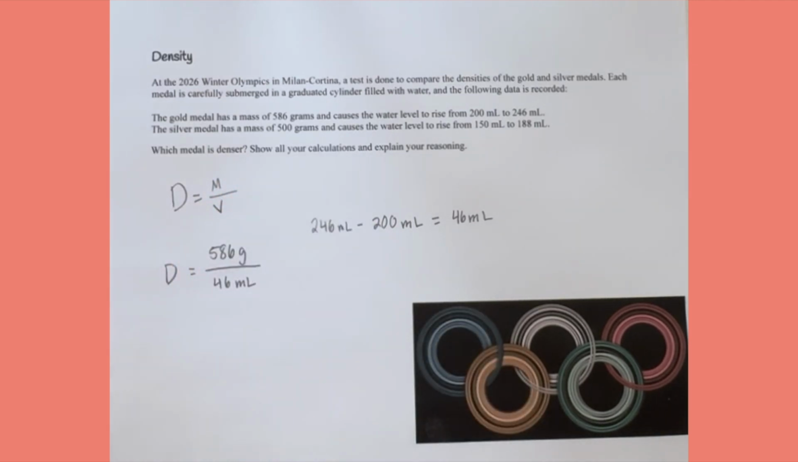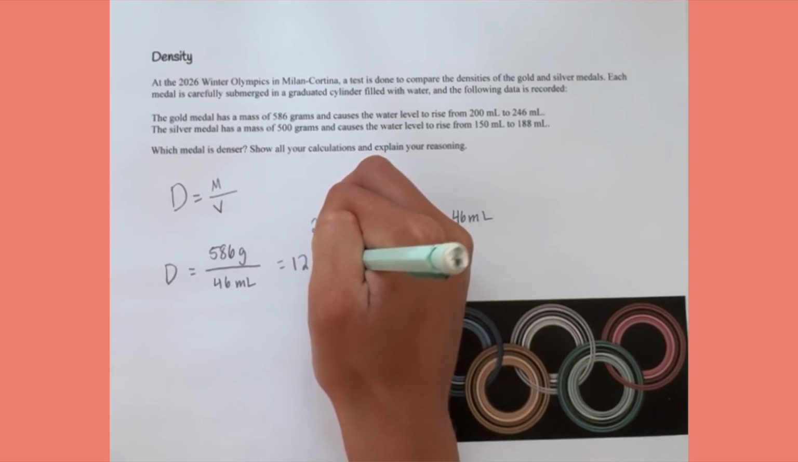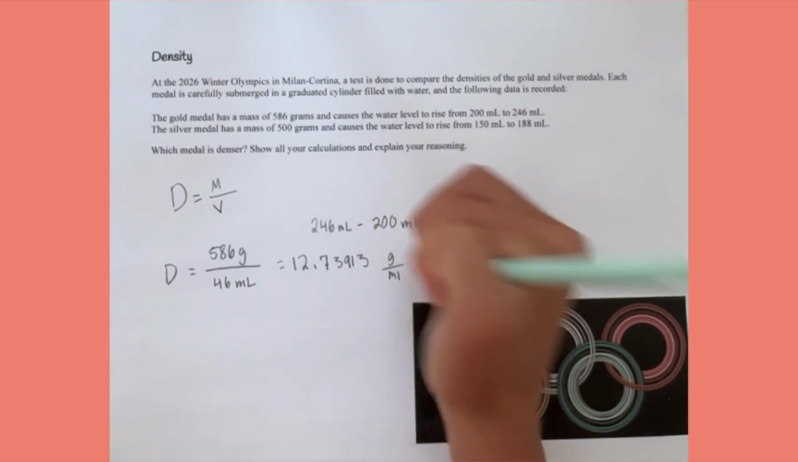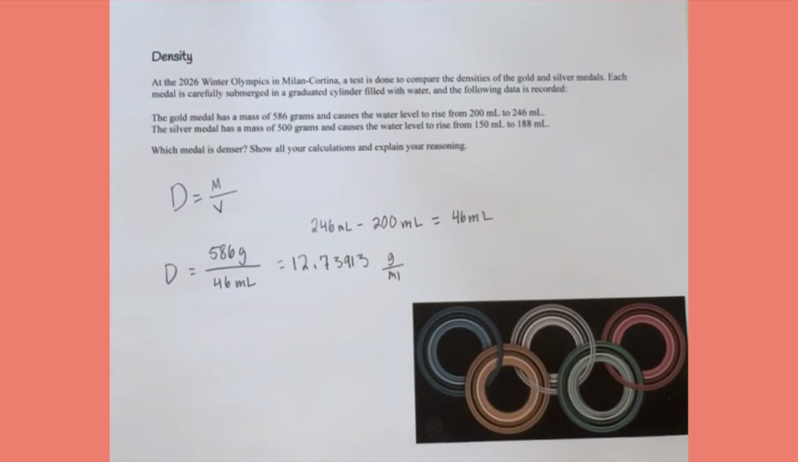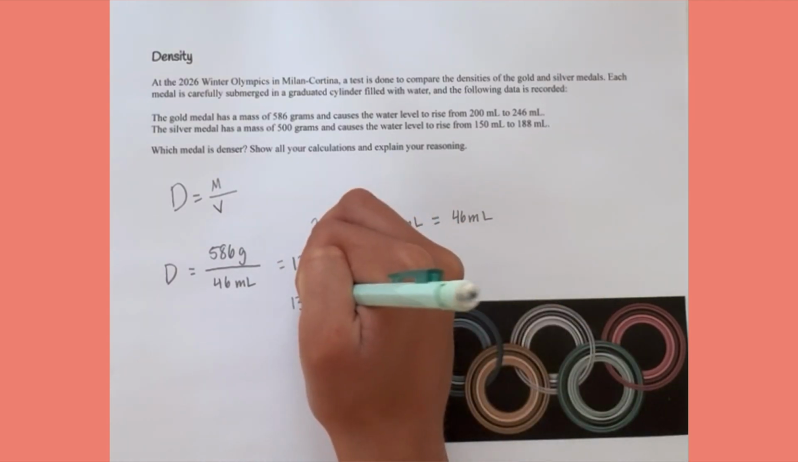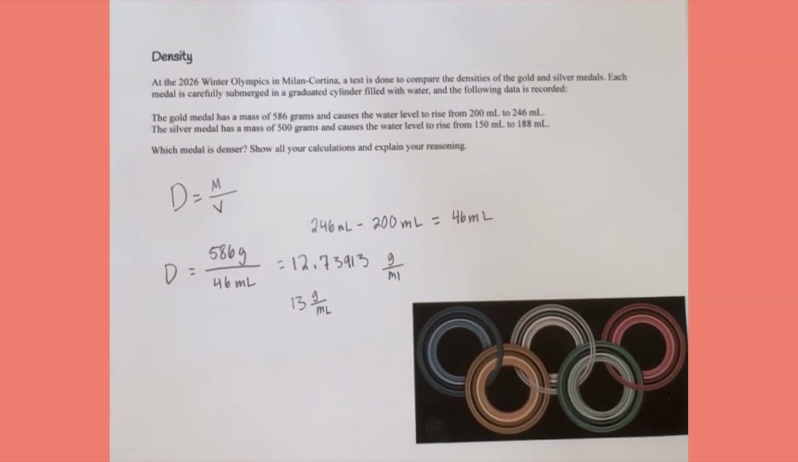And then all we have to do is divide. 586 divided by 46 equals 12.73913 grams per milliliter. But since we have sig figs, we want to round it. Since 46 only has 2 sig figs, that's the number of sig figs we want in our final answer. So our final answer is going to be 13 grams per milliliter. So that's how dense the gold medal is.